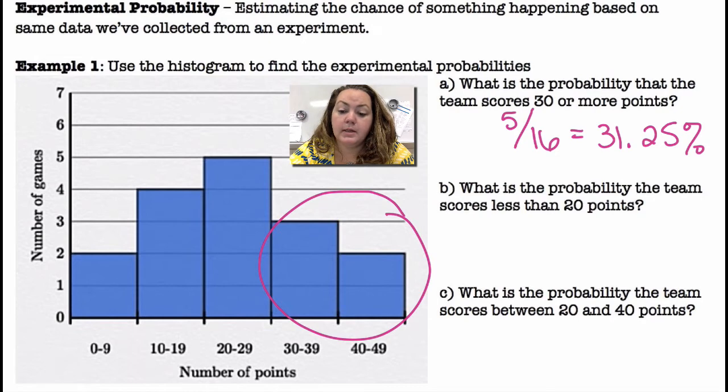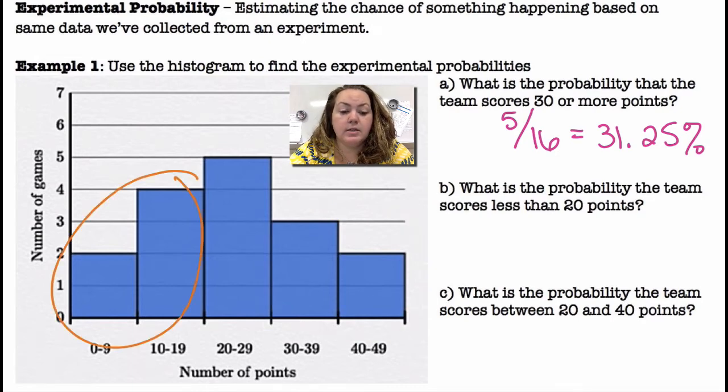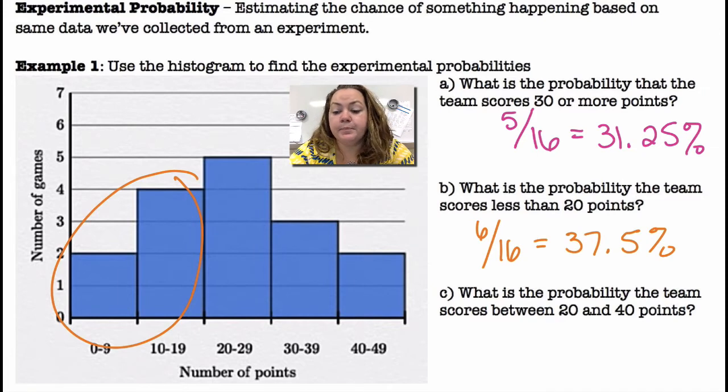What is the probability the team scores less than 20 points? Less than 20 would be 0 to 9 and 10 to 19. I have 4 plus 2 is 6 out of 16 total games they played, which works out to be 37.5%.